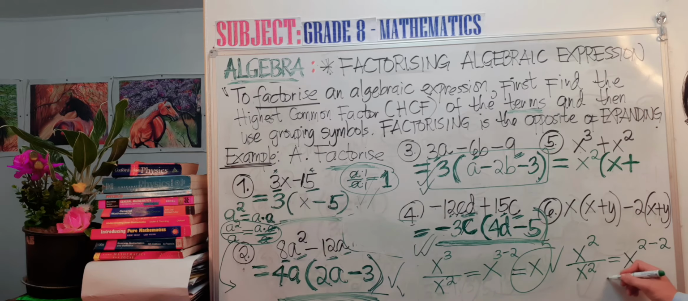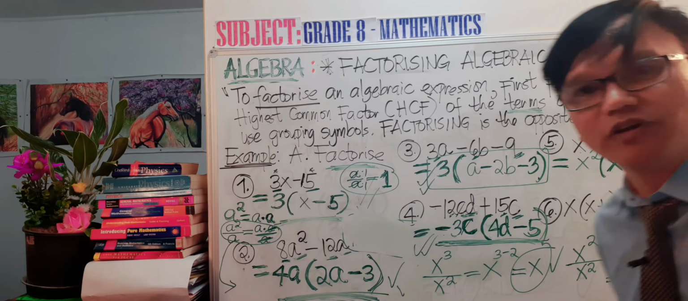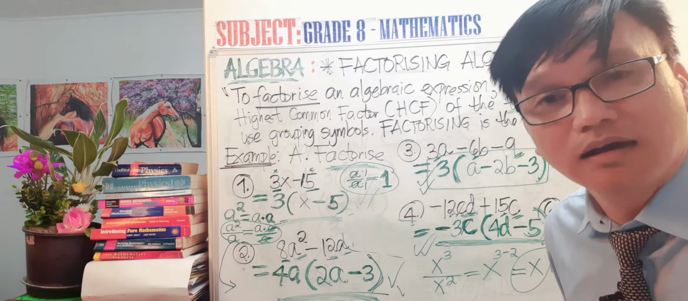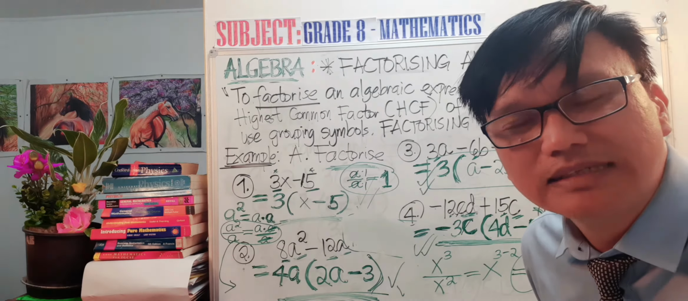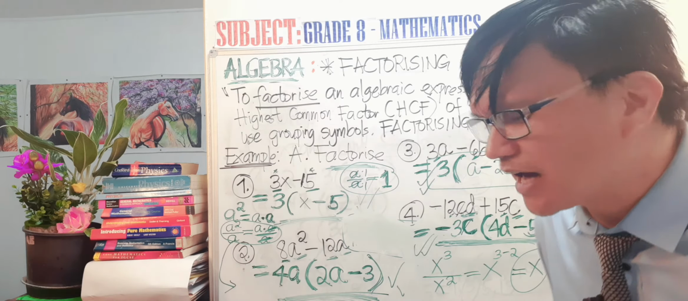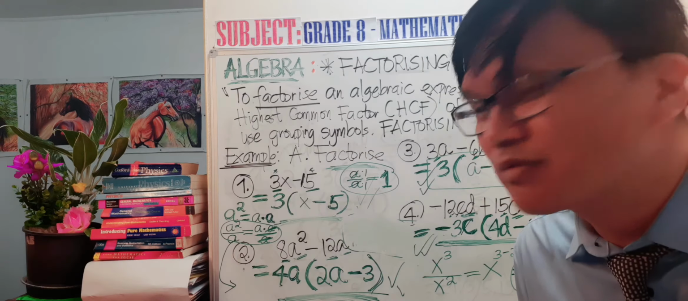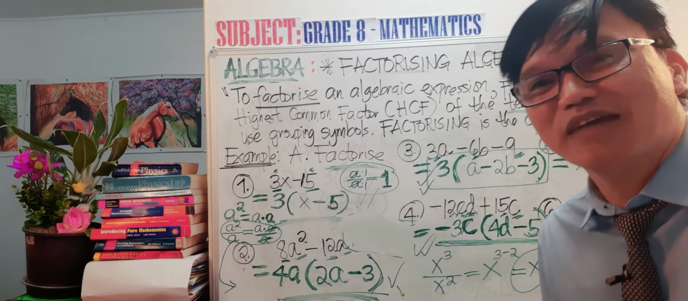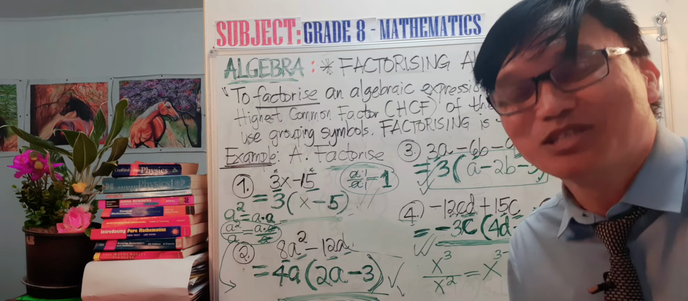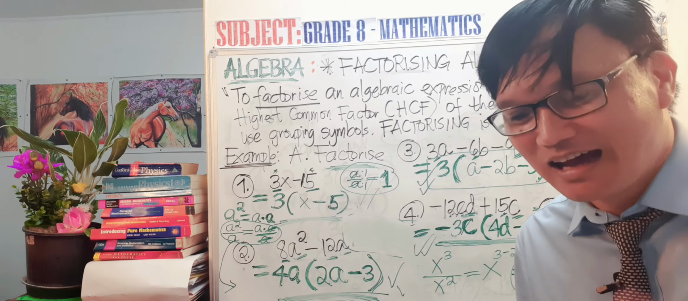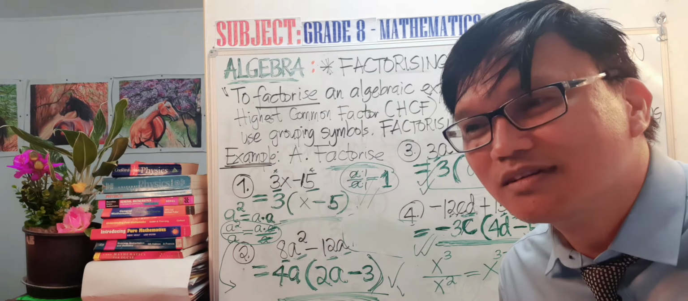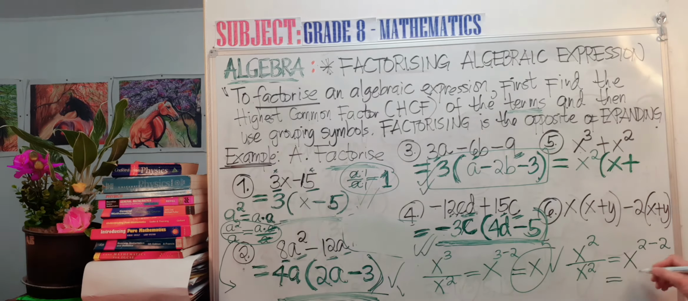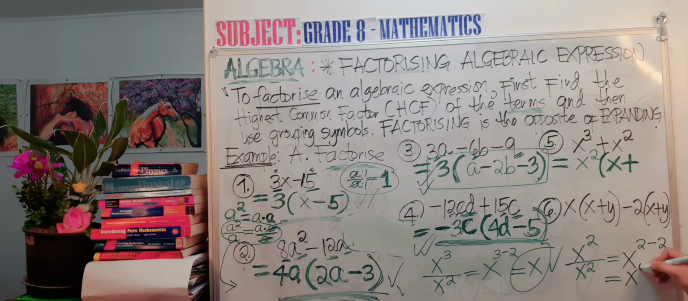Okay, you get it now? What is the difference between 2 minus 2? What is it again? Ah, very good. What is it again? I'm sorry, I'm talking in Tok Pisin. What is it again? 2 minus 2? Yes, very good. 2 minus 2 is 0. So, x to the power of 0.